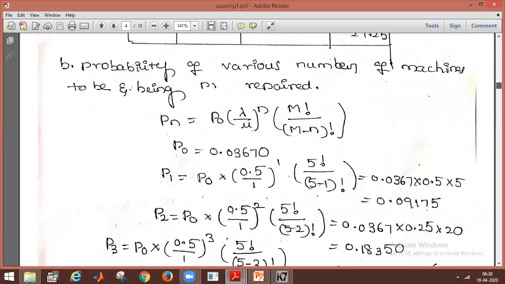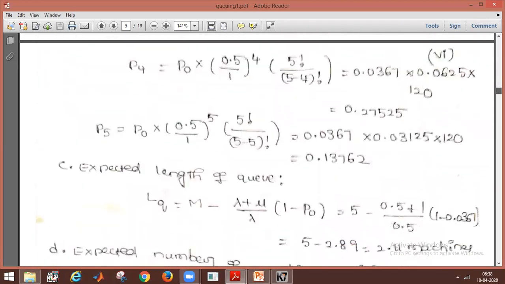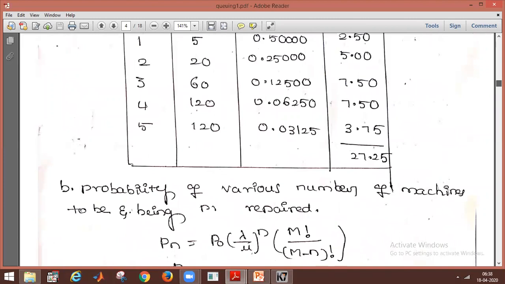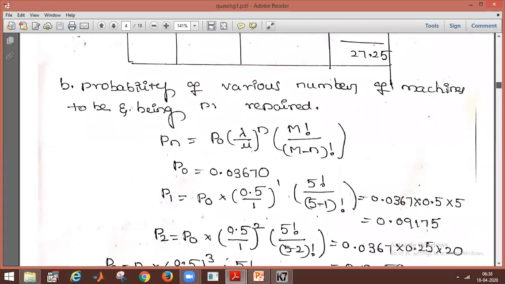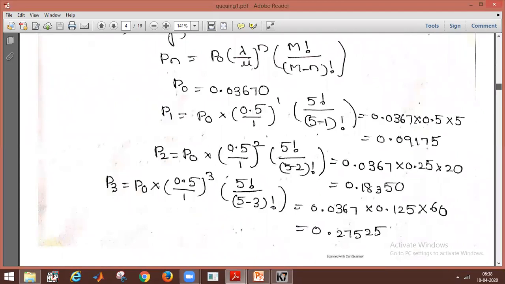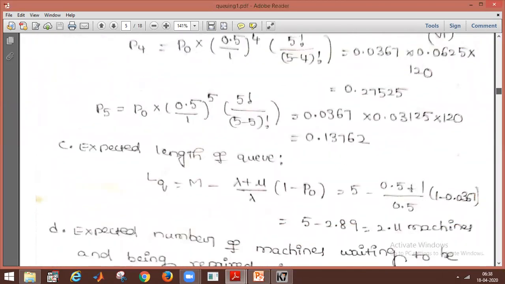Okay, so this is P2, P3, up to P5. These values indicate the various numbers of machines that can be repaired. For example, P1 is the first machine, P2 the second machine, third machine, like this. Okay, so what is the next question that will be asked?